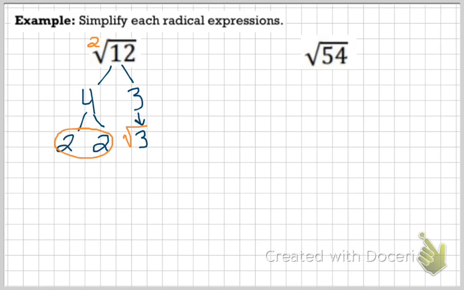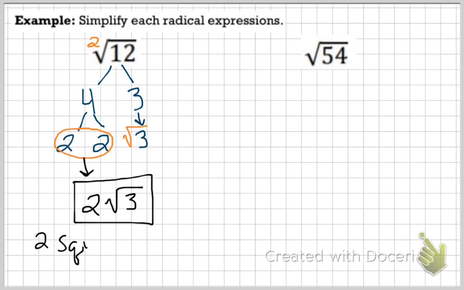So in my final answer, I'm going to pull out one of the 2s only, and it's going to go outside the radical. The 3 is going to go inside the radical, and that is how we would write our final answer: 2 square root of 3.